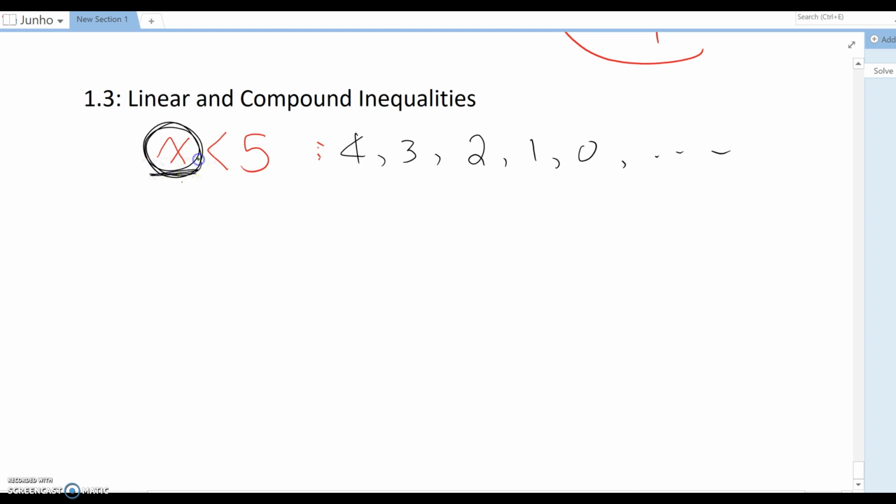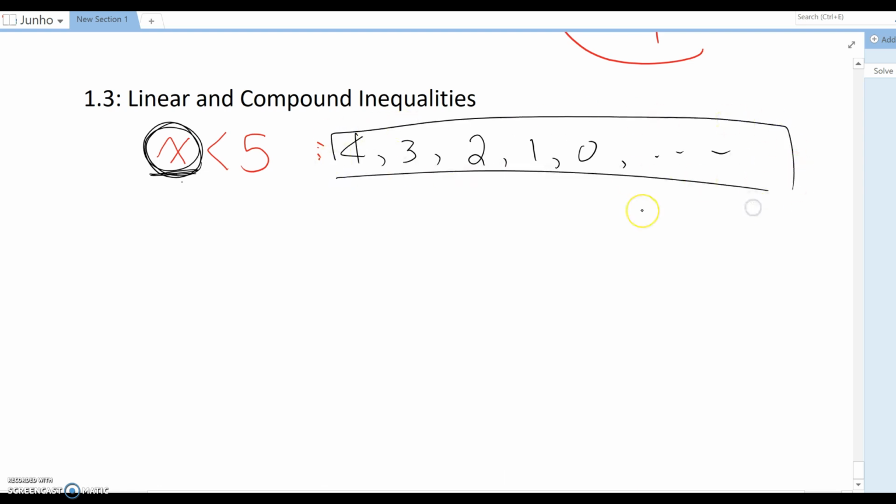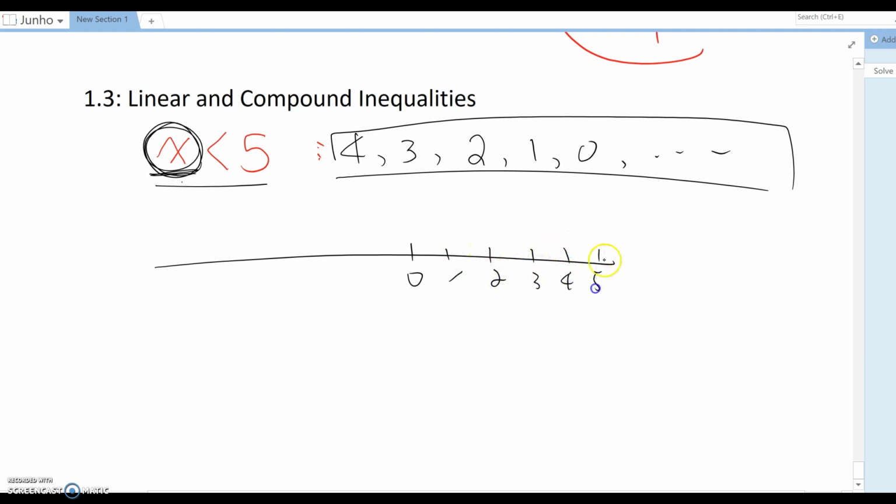Because x can have more than one answer, we cannot write a list of the answers. Often we use a graph and then interval notation. So in this case, we can mark any value which is less than 5. That will be our answer for this case.